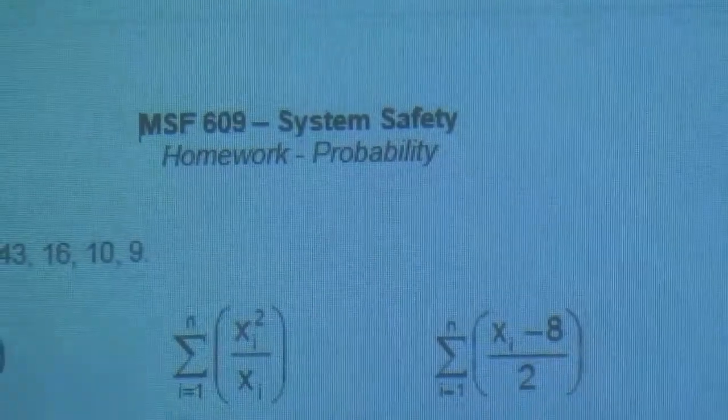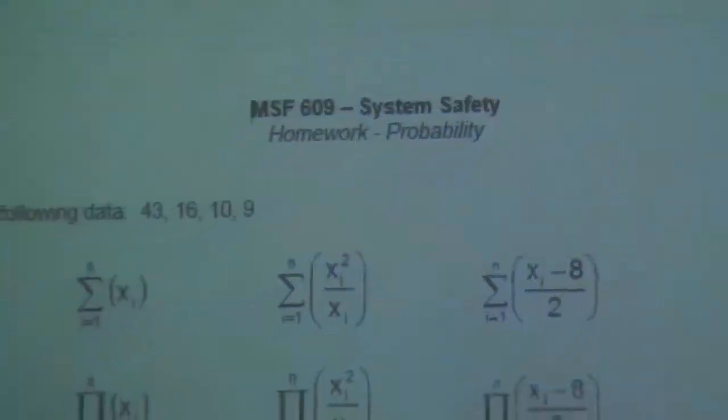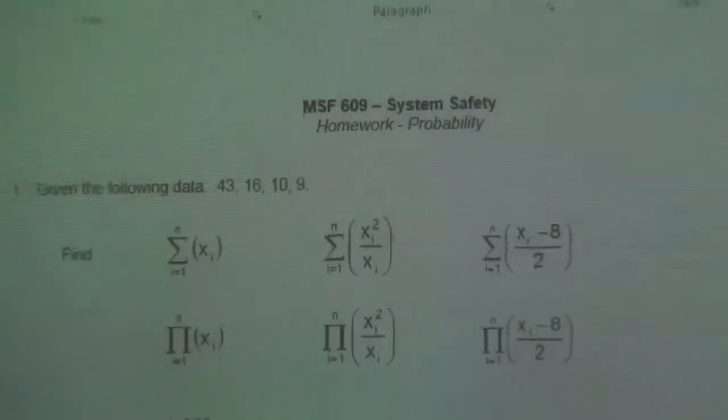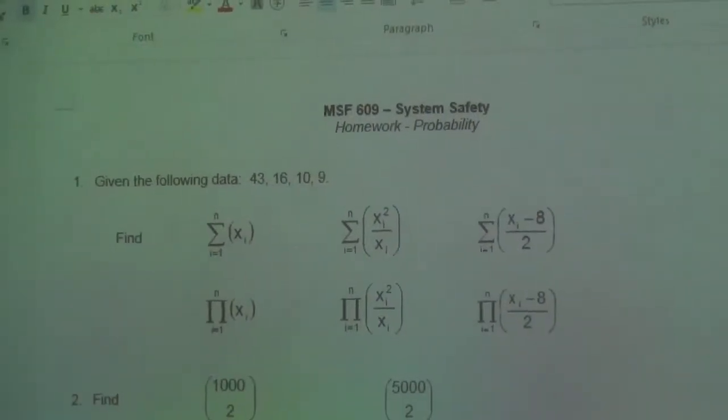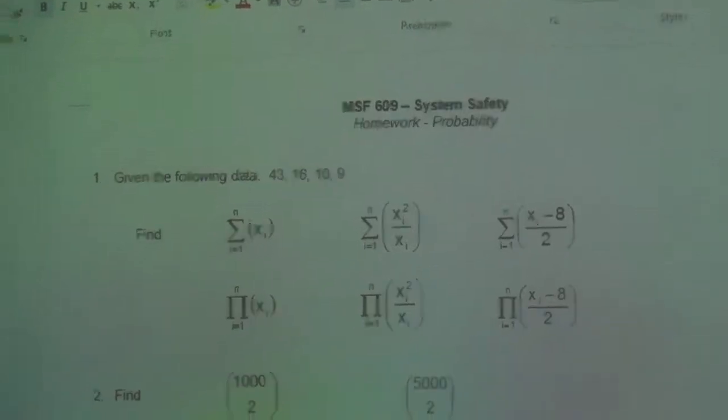Started. I'm missing somebody. But anyway. Any questions before I get started?